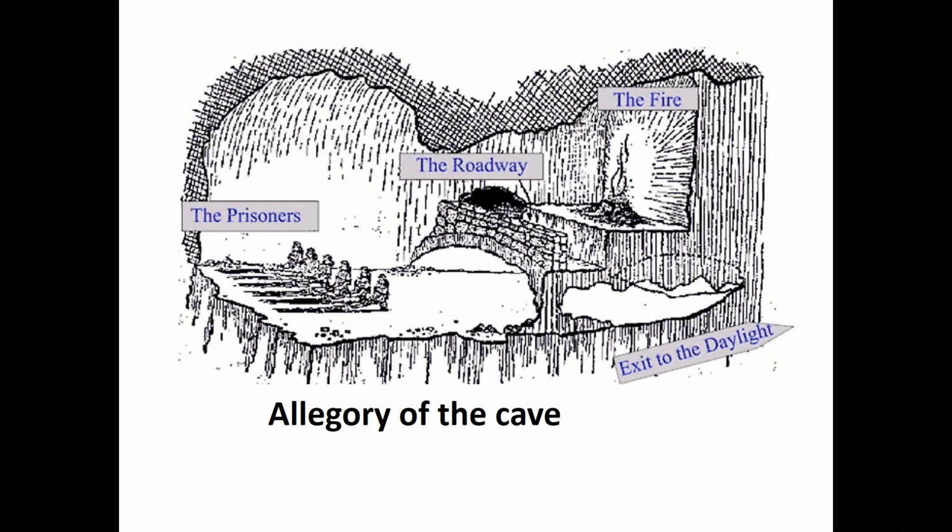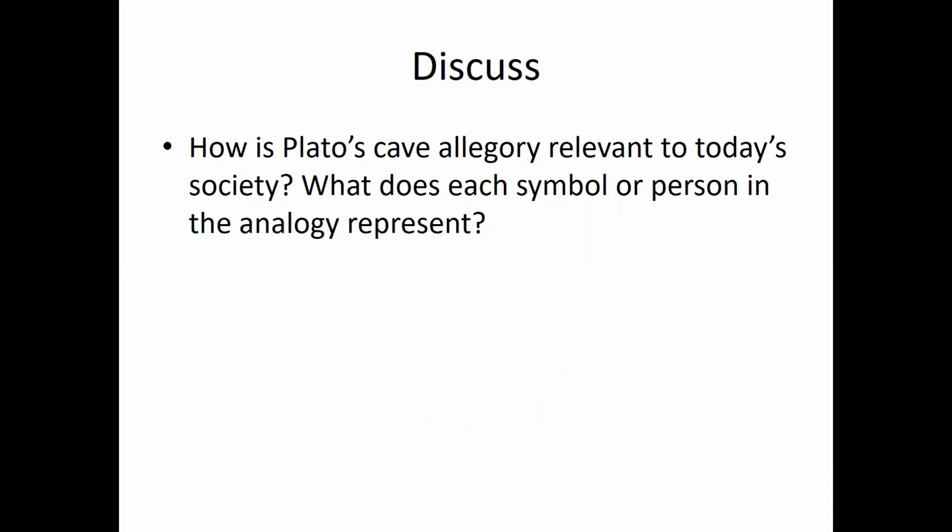He tries to communicate this to his fellow prisoners, but they refuse to believe in anything other than what is projected in front of them. How is Plato's cave allegory relevant to today's society? What does each symbol or person in the allegory represent?